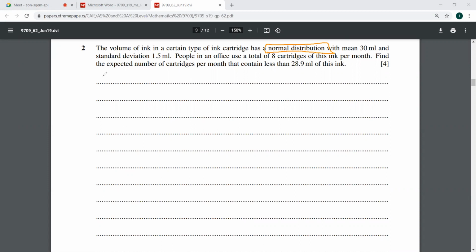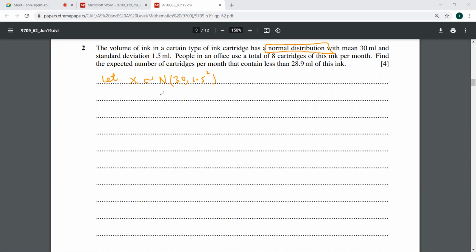So you have to start by saying, let X be normally distributed with mean 30 and standard deviation 1.5. You will put a square on it because this has to be the variance. People in an office use a total of 8 cartridges of this ink per month. Find the expected number of cartridges per month that contain less than 28.9 ml of this ink.